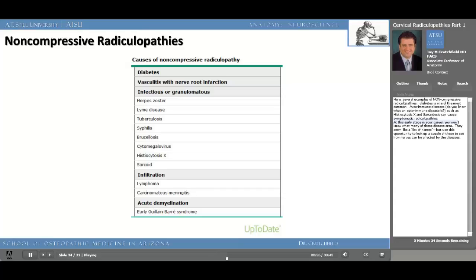At this early stage in your career, you won't know what many of these diseases are. They seem like a list of names, but use this opportunity to look up a couple of these and see how nerves can be affected by the disease.